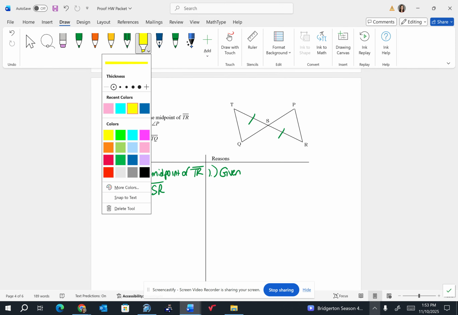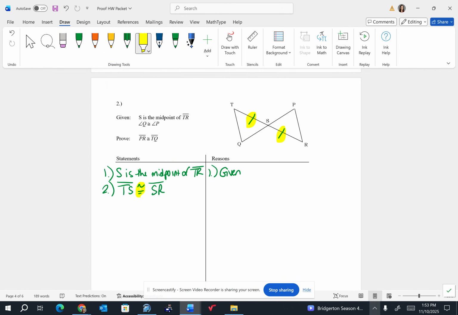So now I have a pair of congruent things. My reason, I'm going to look up above at step 1 and pick out what the vocabulary word is. It's midpoint. Then I'm going to look at the statement that I just made. Were those congruent segments or congruent angles? They were 2 congruent segments. All right, I'm done with that given. On to the next given.